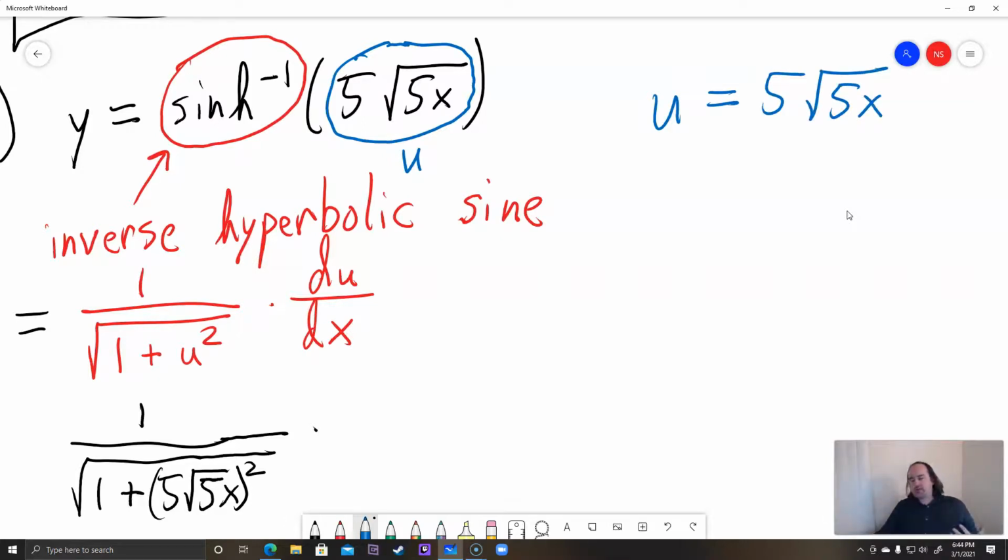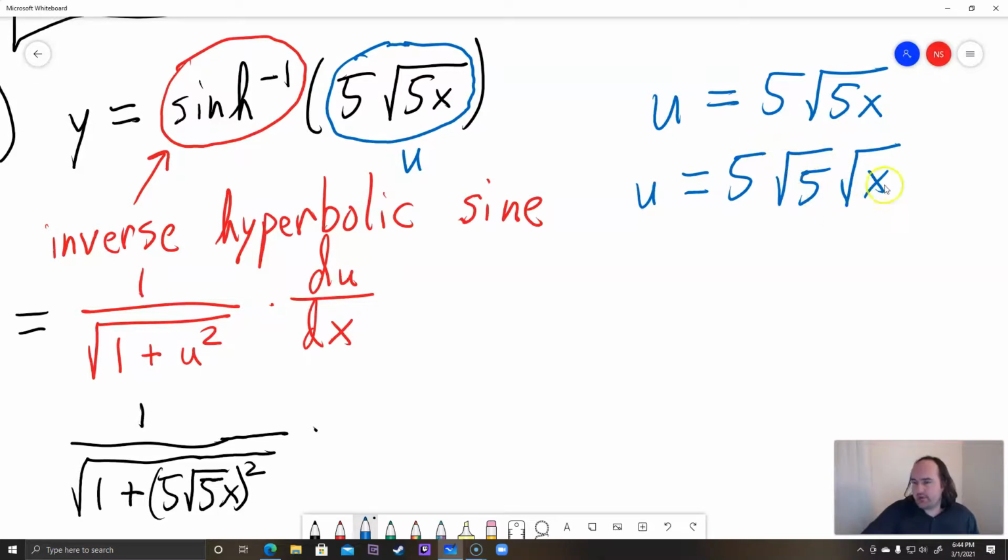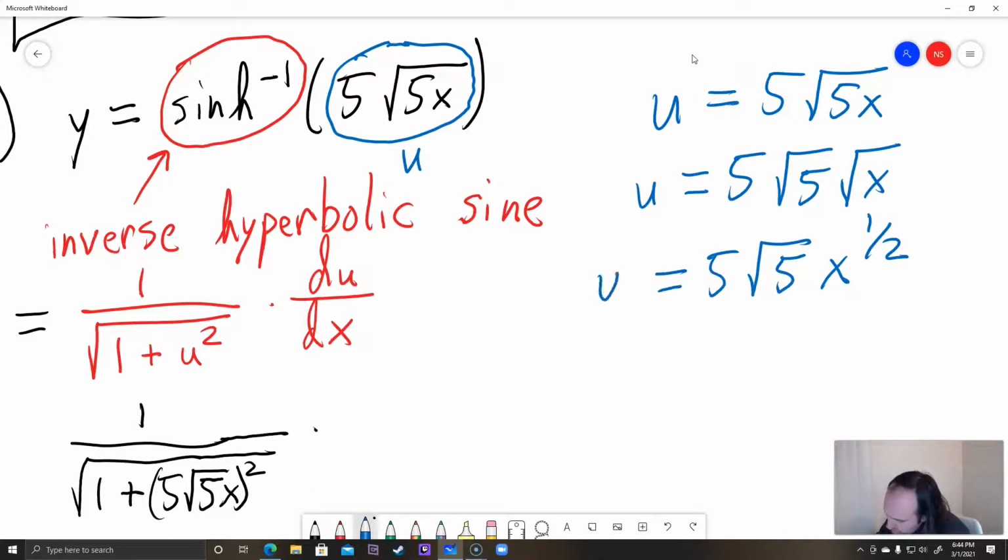So probably the trickiest thing about this is just what to do with the radical. Remember that root 5x, you can rewrite as root 5 times root x. So 5 root 5x is the same as 5 root 5 times root x. Now why did I write it that way? Well, to take the derivative, you want to have the constant out front. So what's the derivative of root x? Instead of writing it as root x, we can write it as x to the 1/2 power. So we have 5 root 5 times x to the 1/2 power for our u.